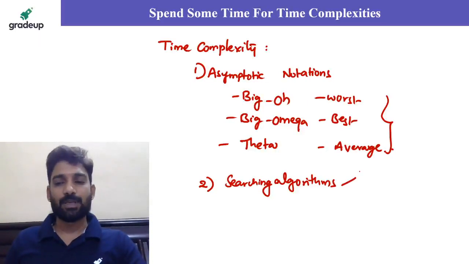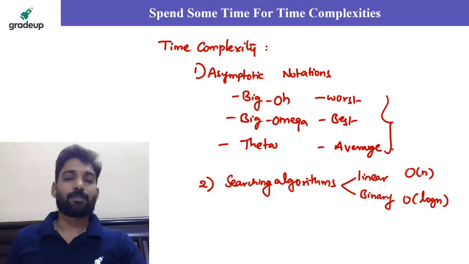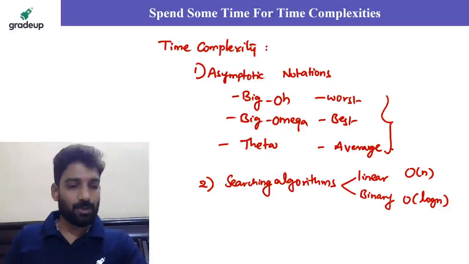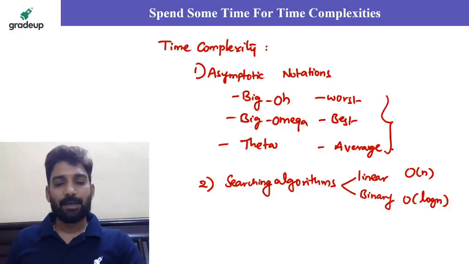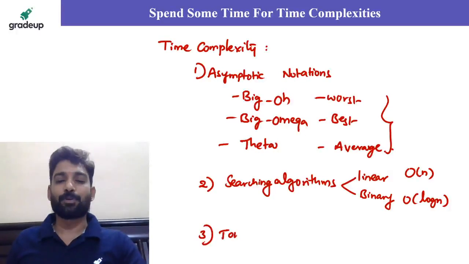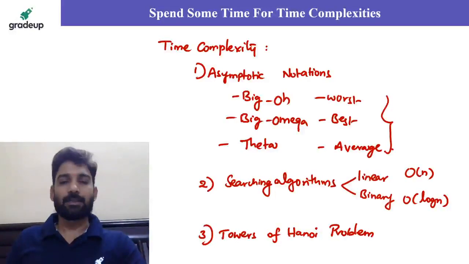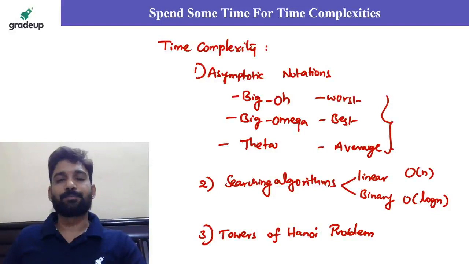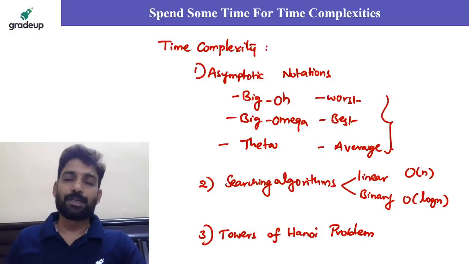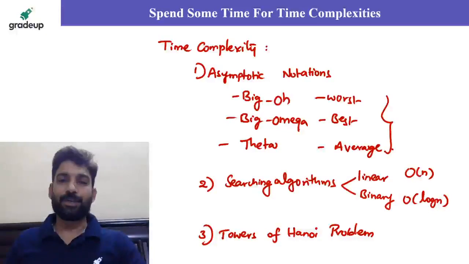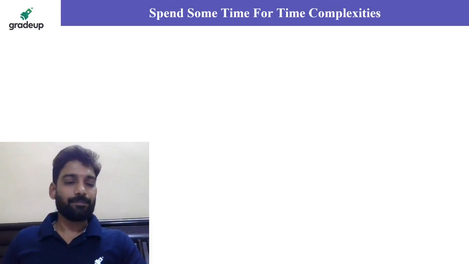Mainly we have only two searching algorithms. One is linear search, the other is binary search. Like big O of n, big O of log n. Then once you are good at searching algorithms, I recommend everybody to go through the towers of Hanoi problem separately. Of course, sir, it is a part of recursion and all. Still, go through this towers of Hanoi problem, how to solve this with 3 disks, with 4 disks, and what are the minimum number of moves we make.